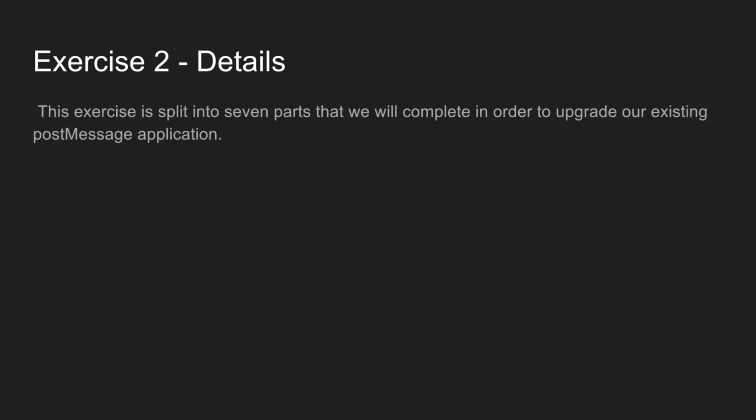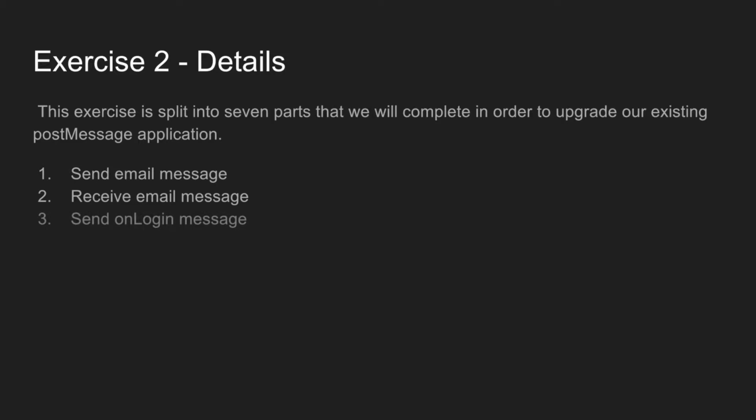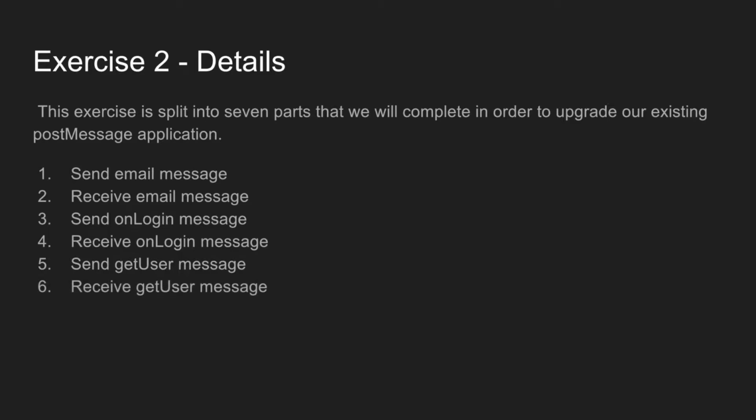So this exercise is split into 7 parts that we will complete in order to upgrade our existing post message application. We are going to send the email message, receive the email message, send the login message, and receive the login message. Then we're going to add additional functionality to send a message to get the user if they are already logged in, and receive the get user message. Then we are also going to implement the logout user functionality.